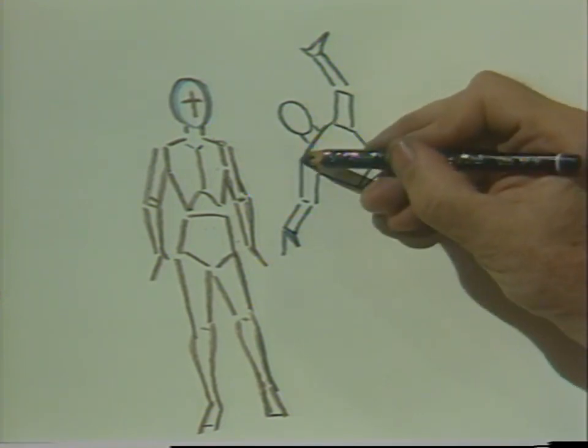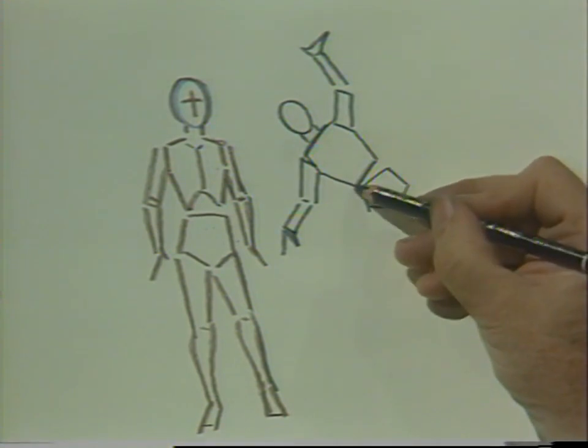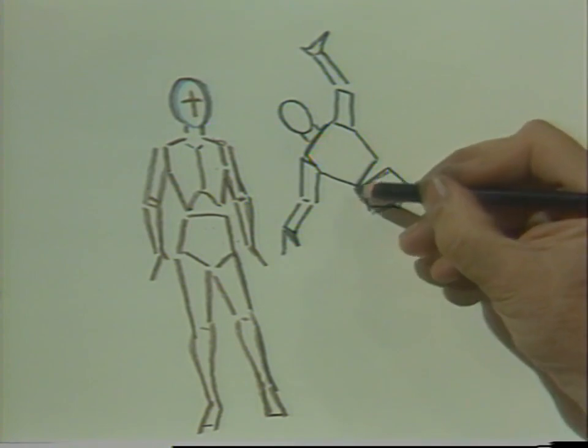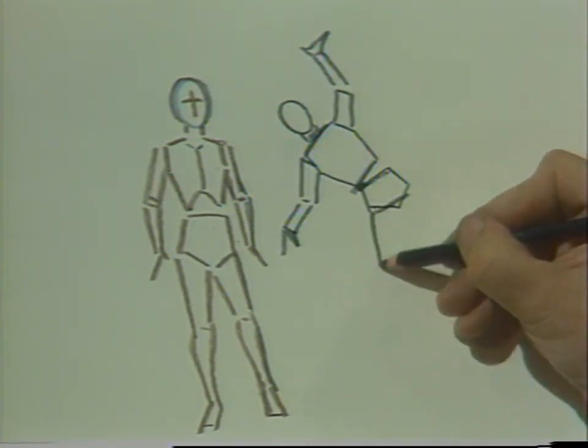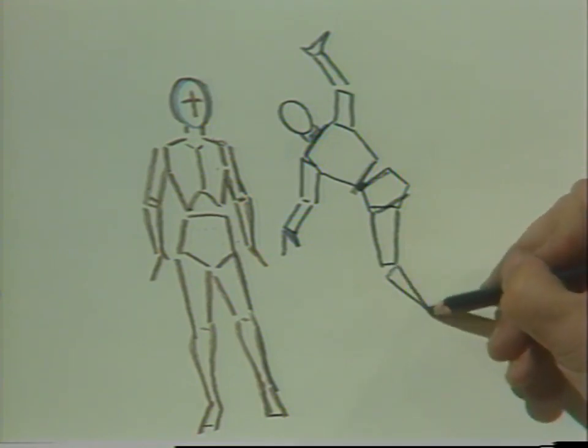The rib cage, the top and the bottom are always parallel. On the hip block, the top and the bottom are always parallel. Don't bend those. They only bend right here and here, but they don't bend in between. Upper leg and lower leg.